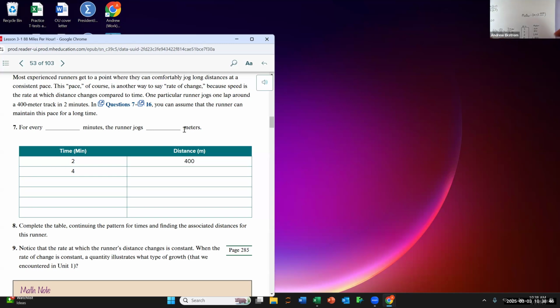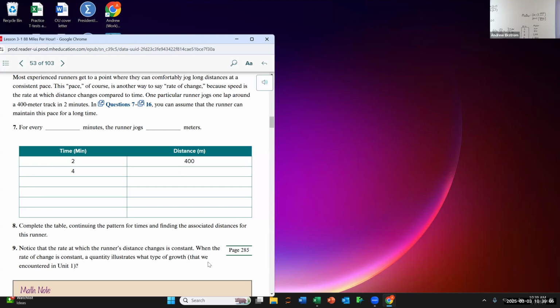Well, we can still come up here, use the same thing. But this time I'm going to say 400 meters per 2 minutes. And I'm going to get exactly the same results. Okay.